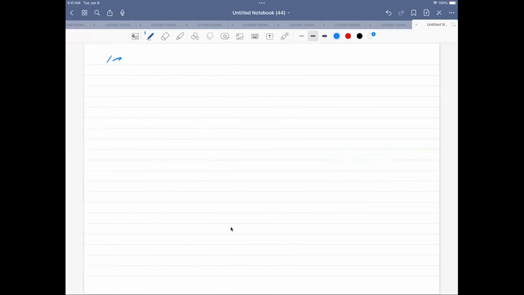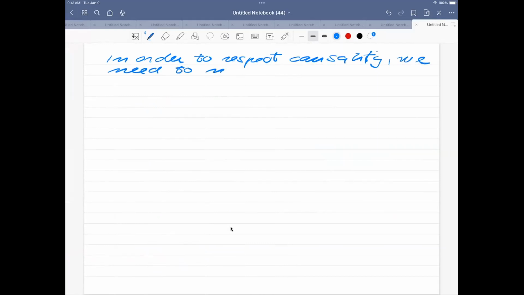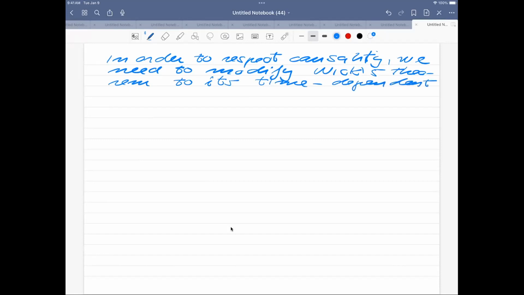So in order to respect causality, we need to modify Wick's theorem to its time-dependent version. And the proof is actually pretty similar to the one which we had for the time-independent one.